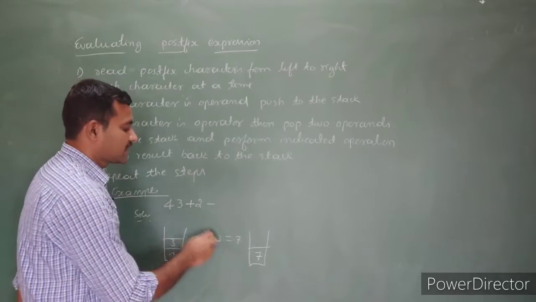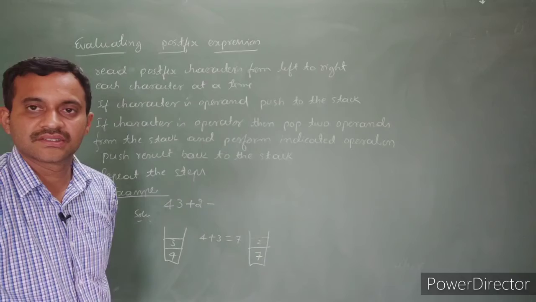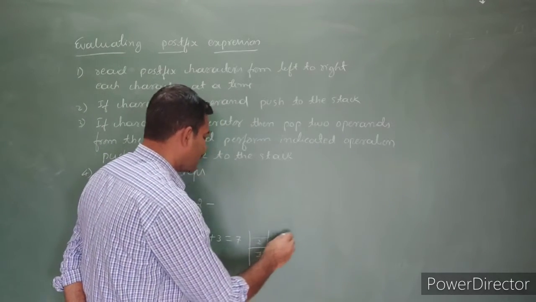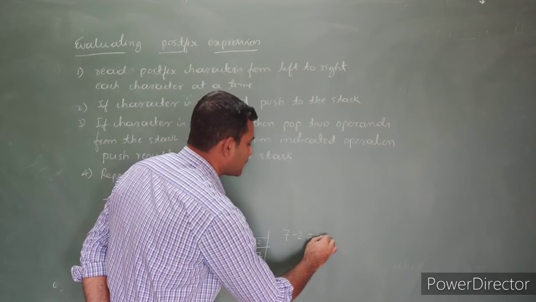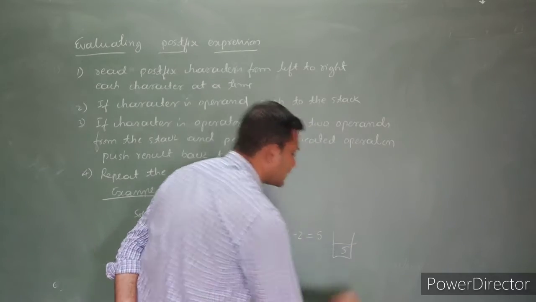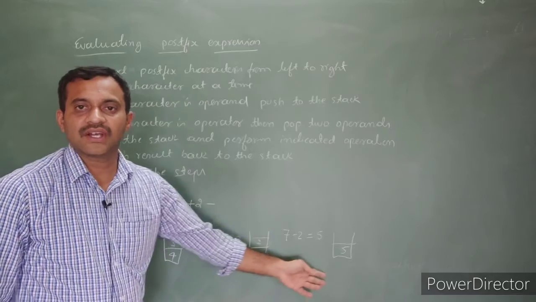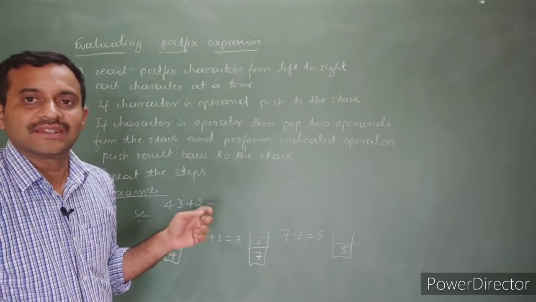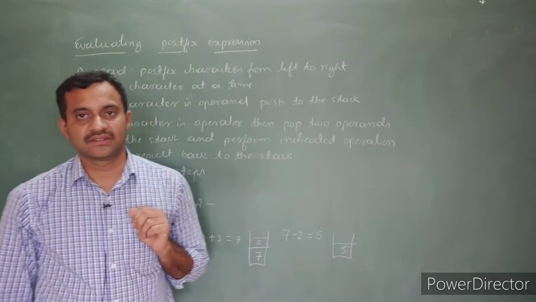Read the next character. Next character is 2. Next one is minus. Again an operator is encountered, then you have to perform the operation. That is 7 minus 2, that is the result 5. So now the stack has only one value, that is 5. After performing the indicated operation, push the result back to the stack. So now the stack has only 5. So this is the evaluation of a postfix expression.